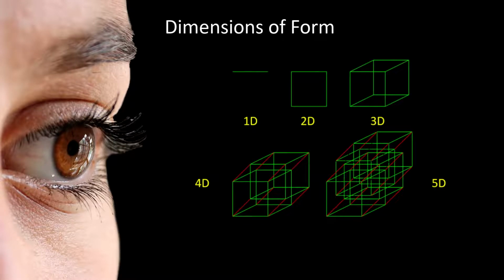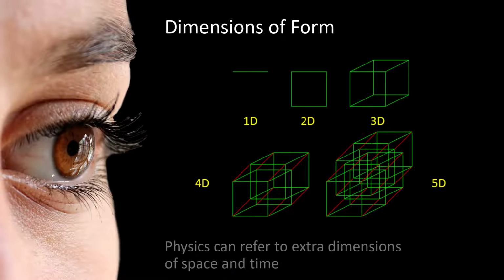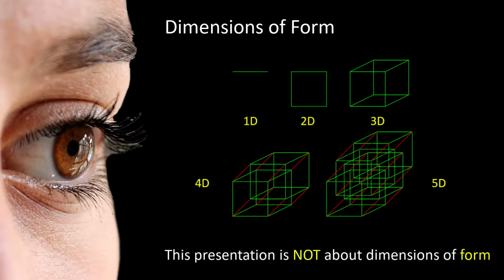Dimensions of form. The term dimension can also apply to mathematical forms. Physics can refer to extra dimensions of space and time. This presentation is not about dimensions of form.